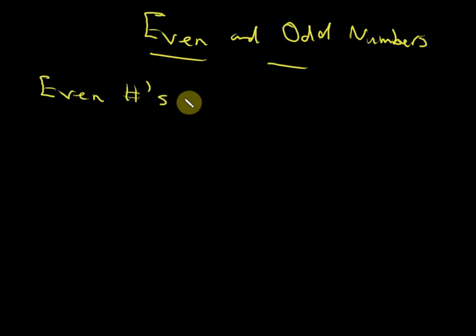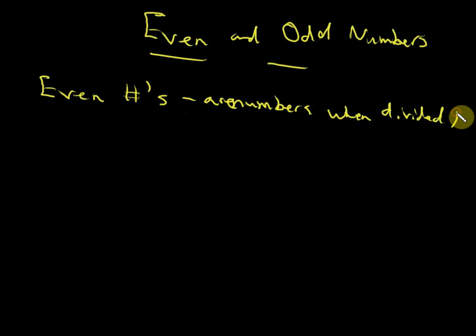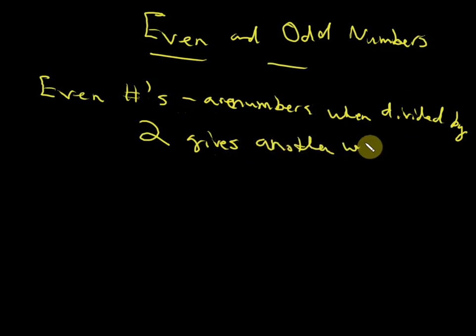In numbers, these are numbers that when divided by 2 give another whole number. You know, why does it have to be 2? Well, 2 is the lowest number we can get.